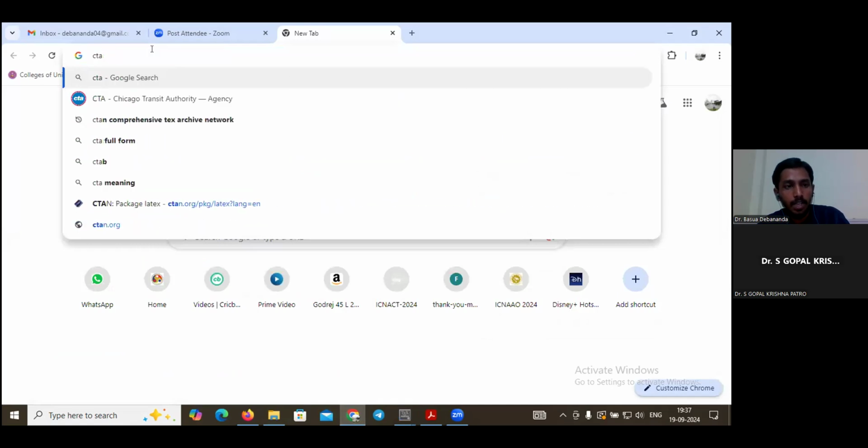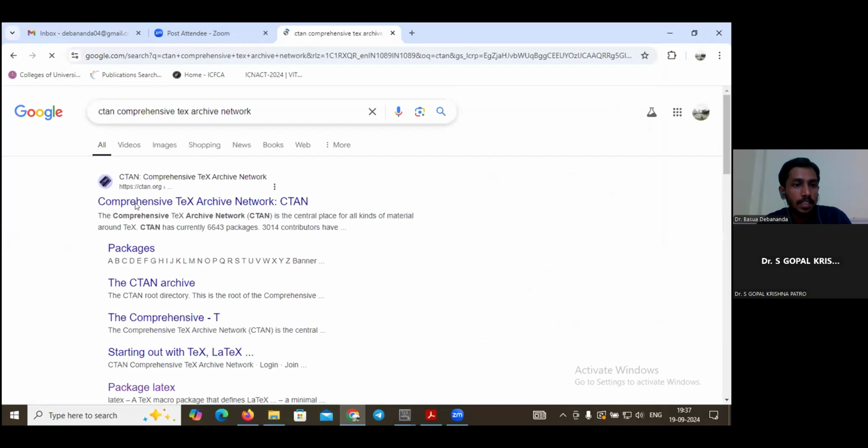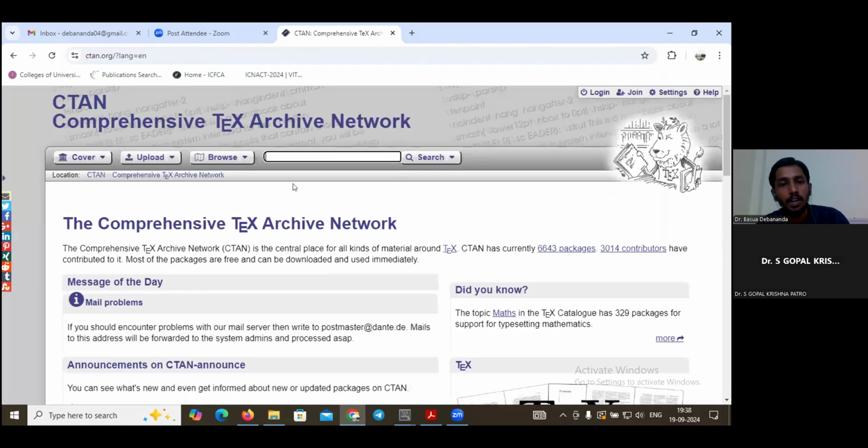CTAN, the Comprehensive TeX Archive Network. You can note it down. Here, most of the packages you need, you can find.